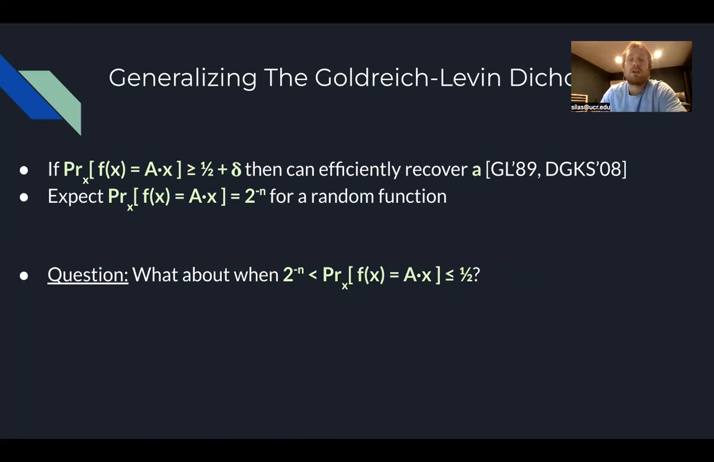A fair question is, what if the linear agreement is greater than 2 to the negative n, but less than 1/2? What can we say in that case? By the previous example, we can't recover A. But what we show is that we can recover some A prime, which is morally just as good as A. I'll explain what that means more formally in a second.